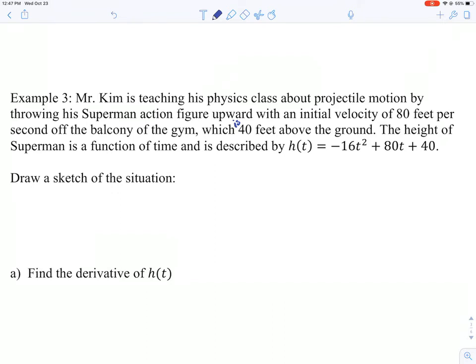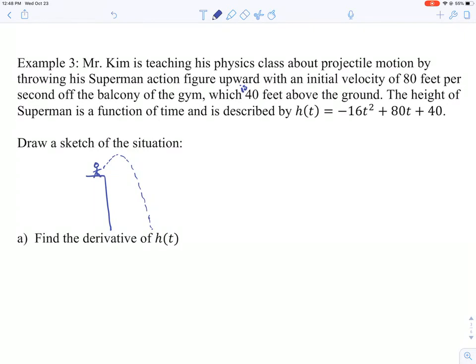So he's being launched off of the balcony of the gym. So if we draw that balcony, we have Mr. Kim, and he throws Superman. Superman's going to go up, up, up, and then down, down, down until it hits the ground. So you can see his path would be like the quadratic, h of t equals negative 16t squared plus 80t plus 40. All right, so let's find the derivative of h of t.